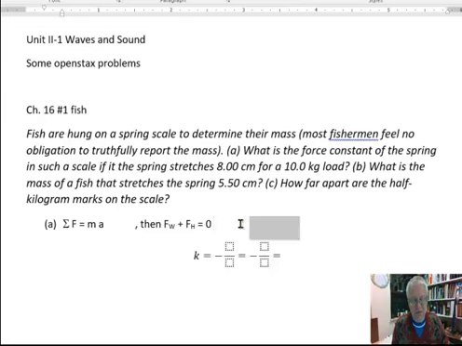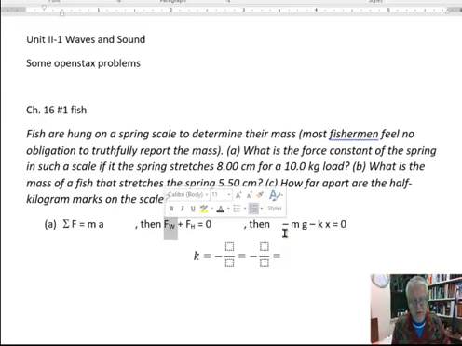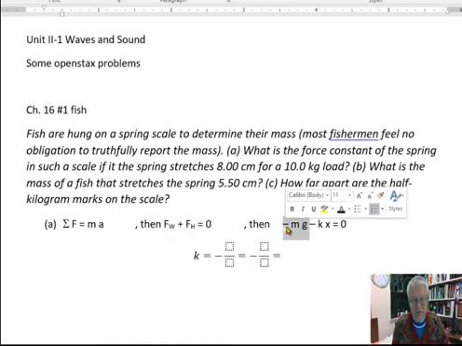Okay, again, I've already prepared a little bit of text here. Oops, and then I didn't highlight enough. So try it again. There we go. Okay, now it gets a little interesting. The weight here, of course, is negative mass times gravity, because the weight is pointing down.